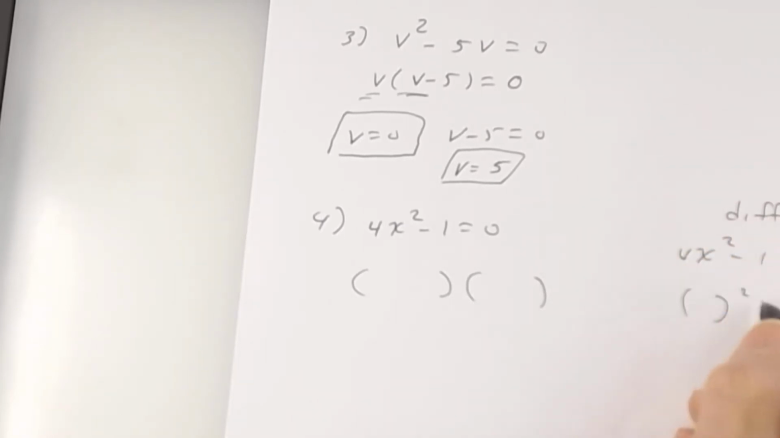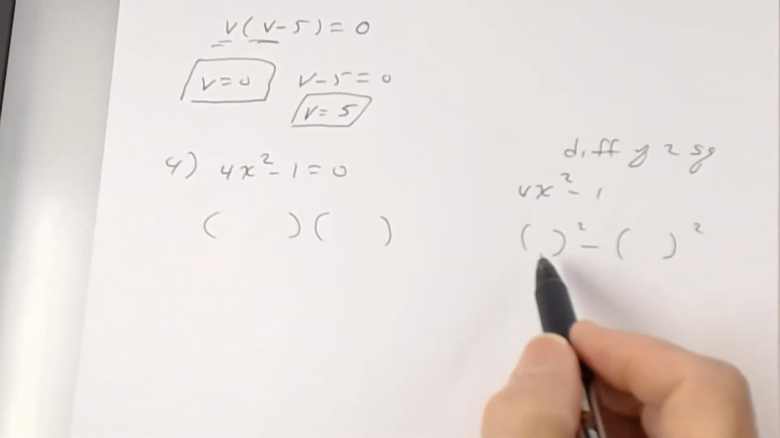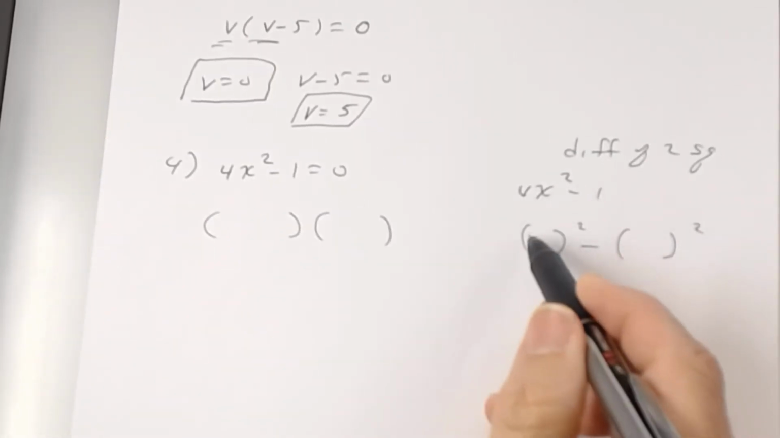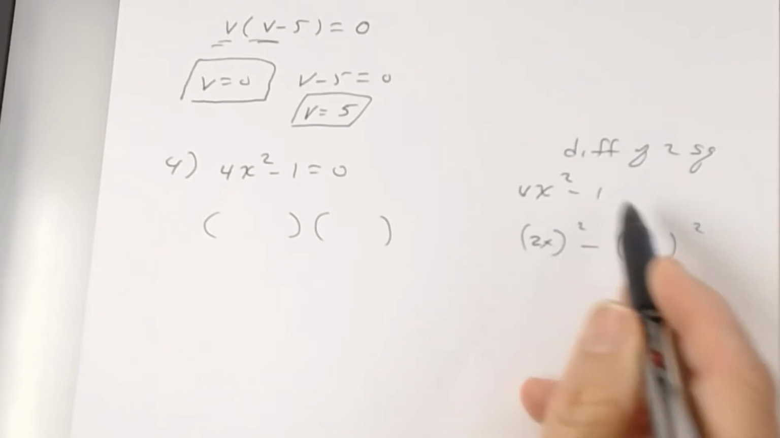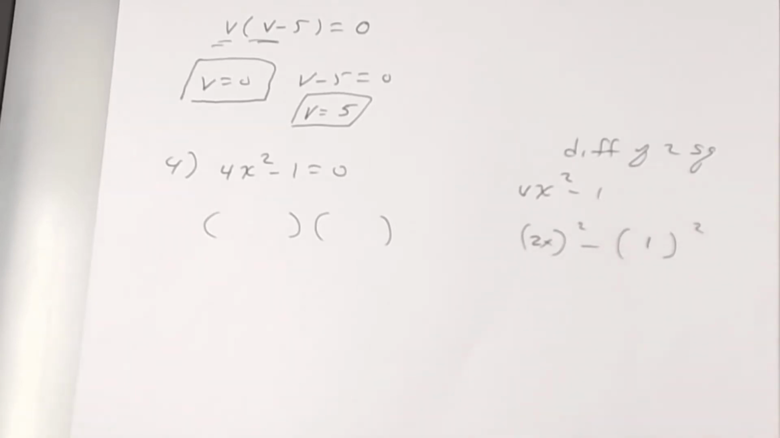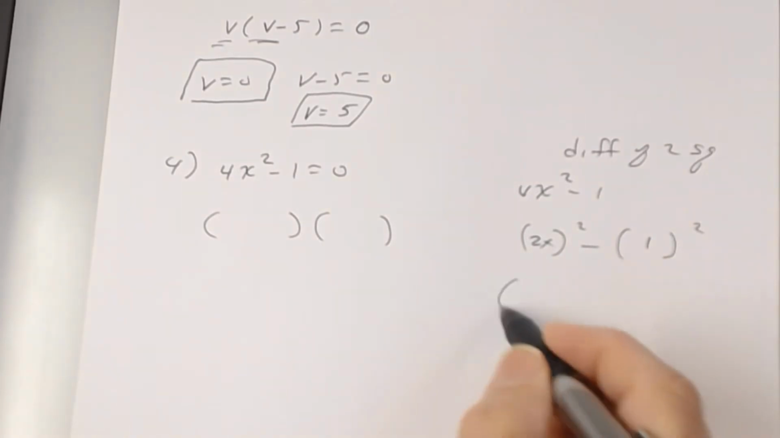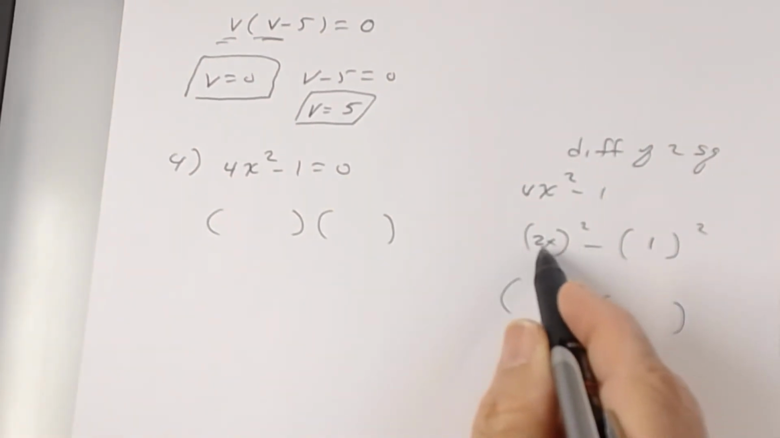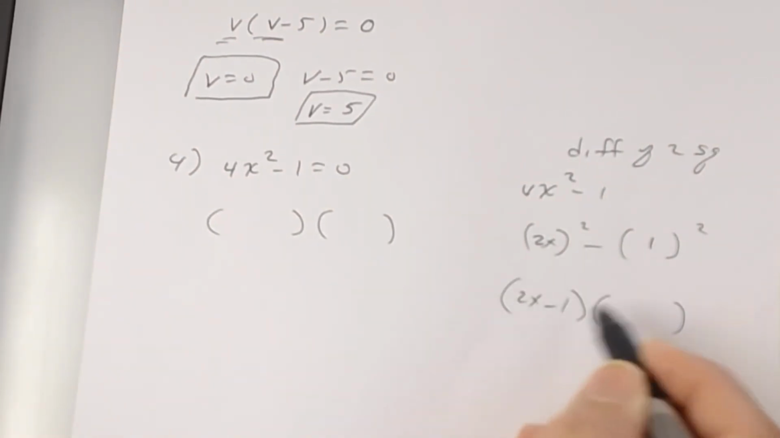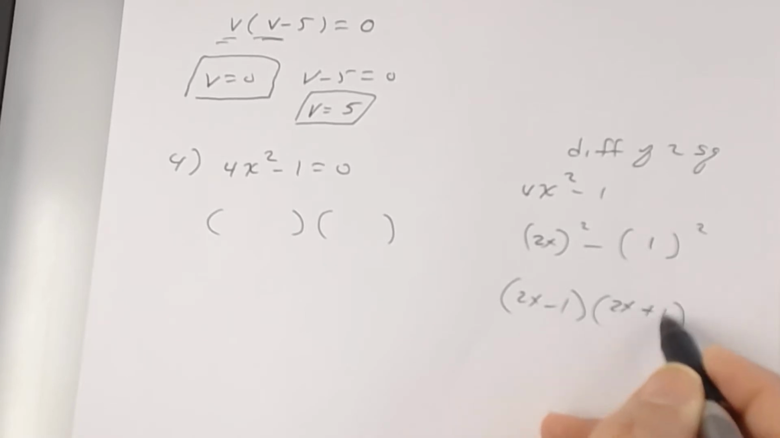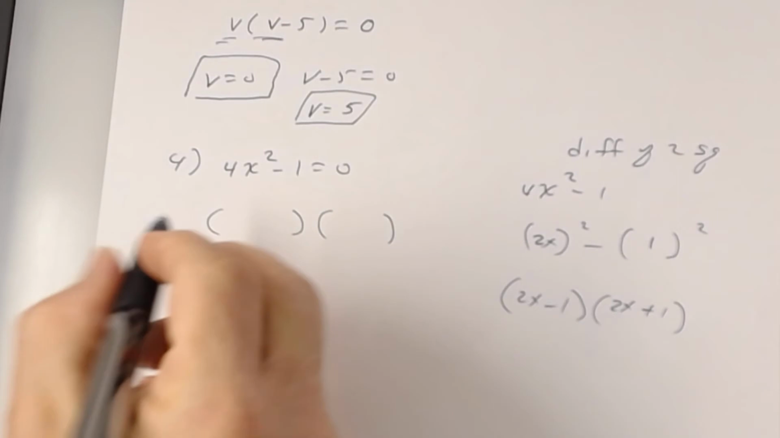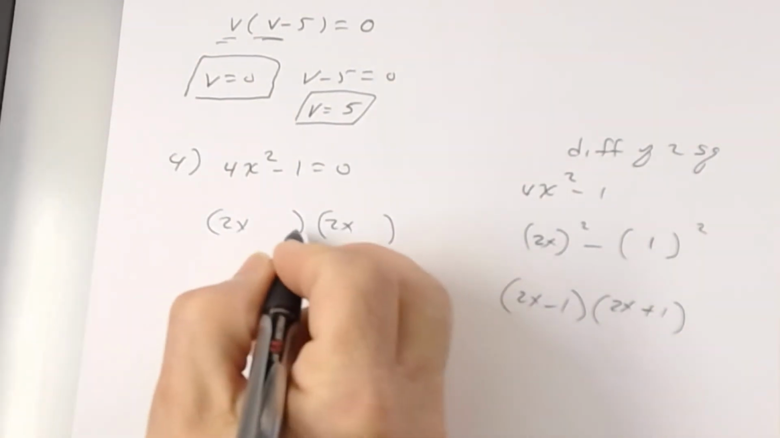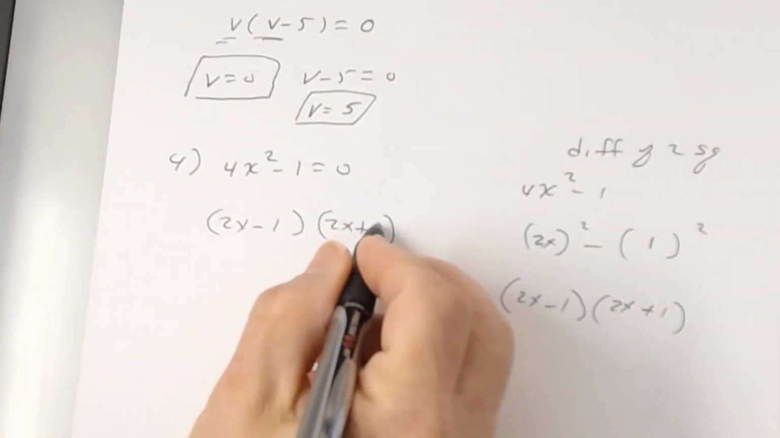So remember, if it's a difference of two squares, you can fill in these parentheses right here. So what times itself is 4x squared? 2x. What times itself is 1? 1. So that's the difference of two squares. So then you factor it by saying 2x minus 1 times 2x plus 1. That's 2x minus 1, 2x plus 1.